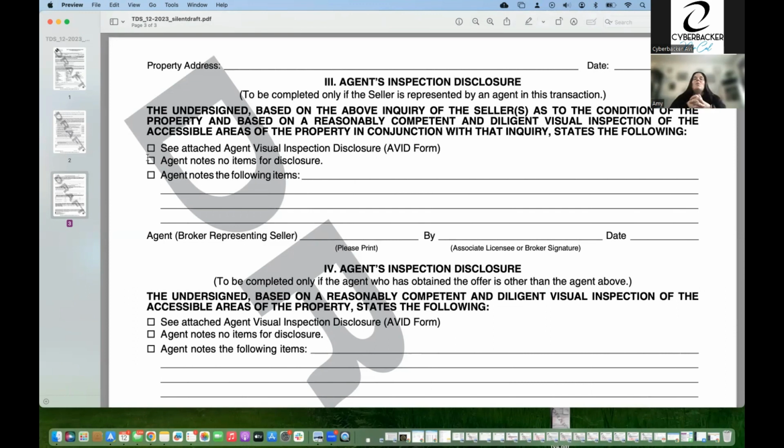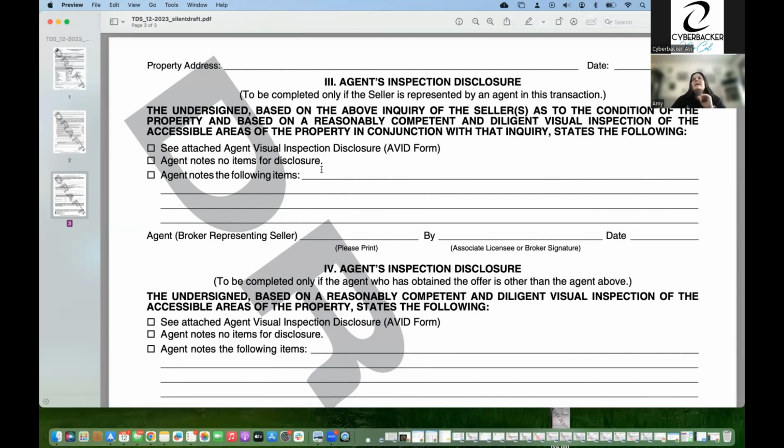So what I would do is I would mark the box here for agent notes the following items and just put in agent notes nothing at this time. That does not release you from your agent visual inspection disclosure.